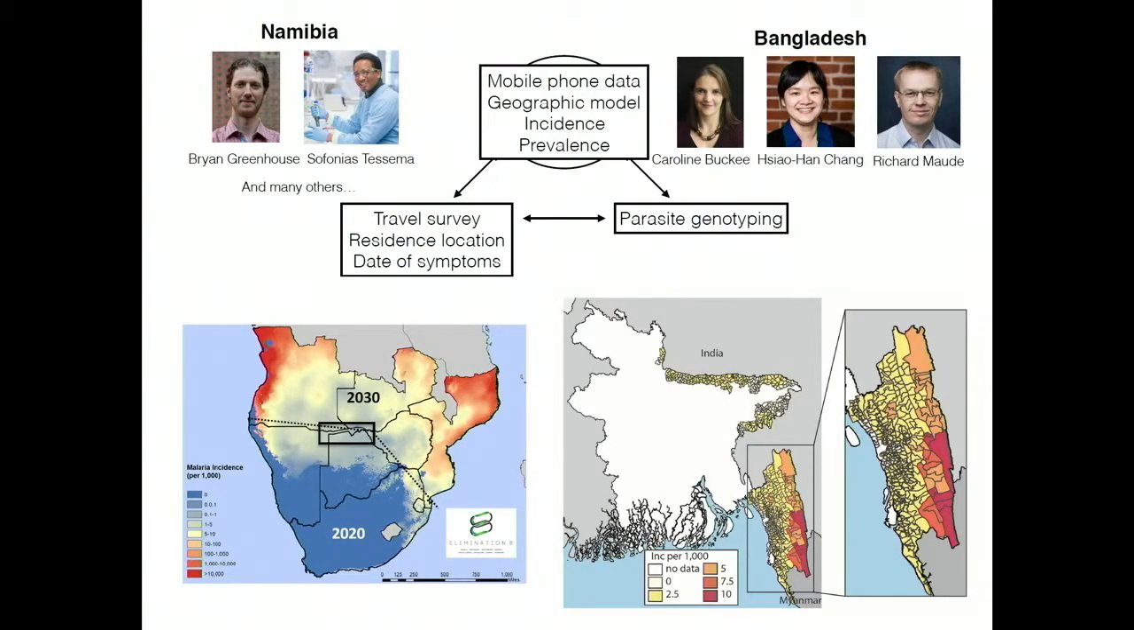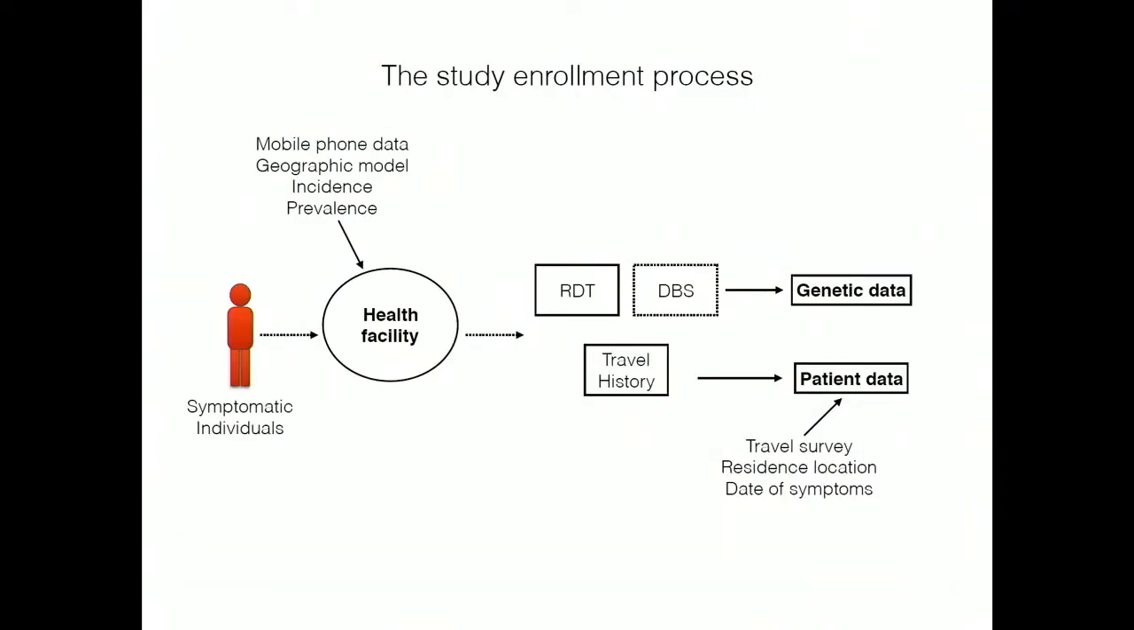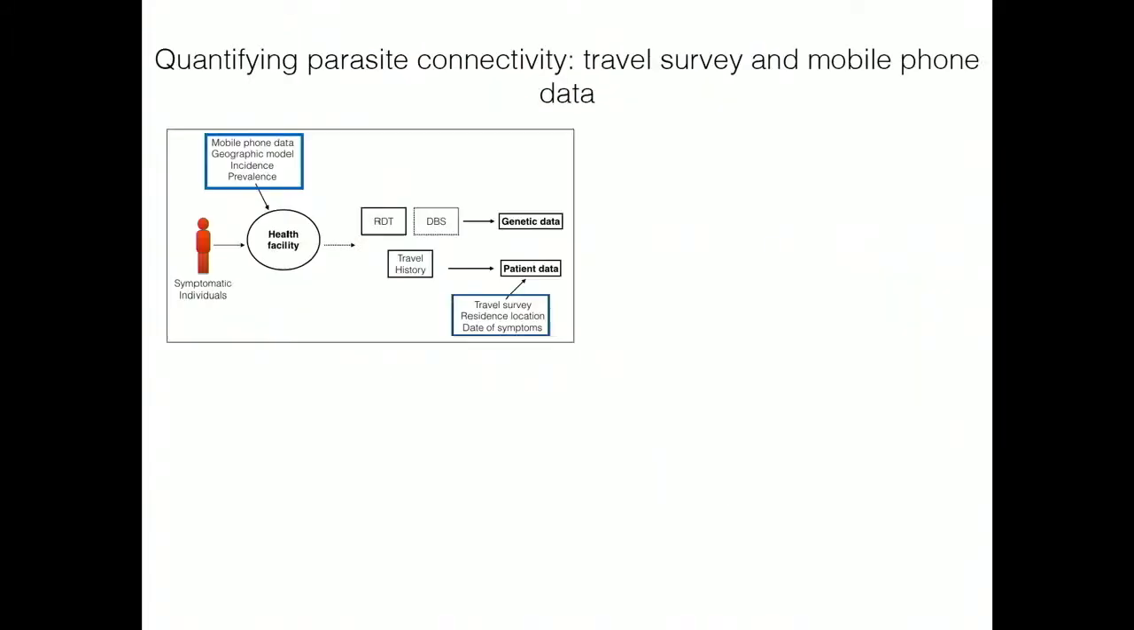Both of these countries are in somewhat of a similar situation where they have lower malaria incidence, but they border higher malaria incidence places, or within the study areas, there's also high malaria incidence. So in both situations, we're really trying to understand the utility of these different data sets, whether they can be combined, and how they can identify where people may be getting infections. Both studies worked where symptomatic individuals were at a health facility. We have mobile phone data that covers most of those health facilities. RDTs or DBSs were taken for genetic data, and then travel history.